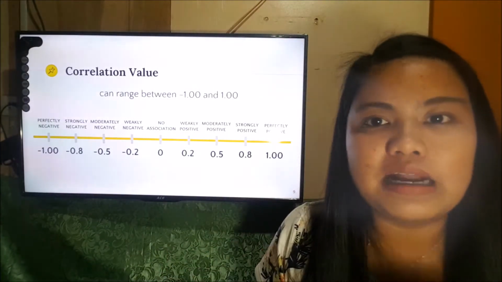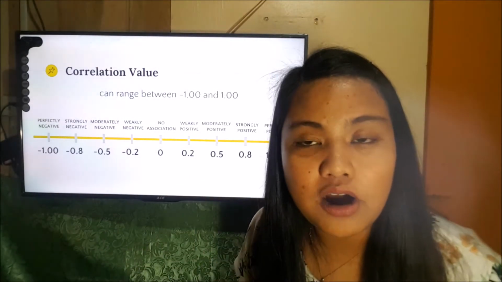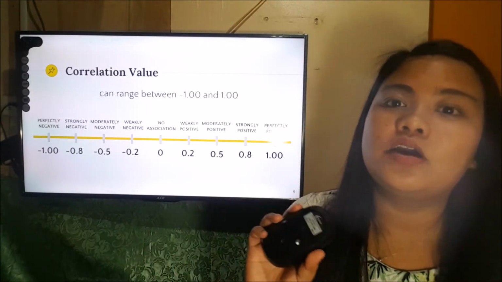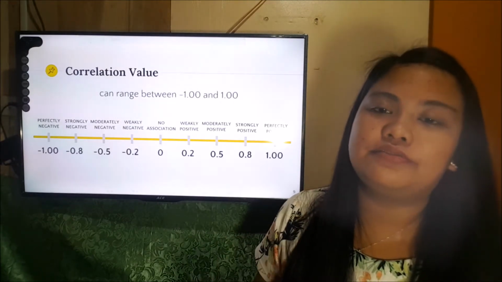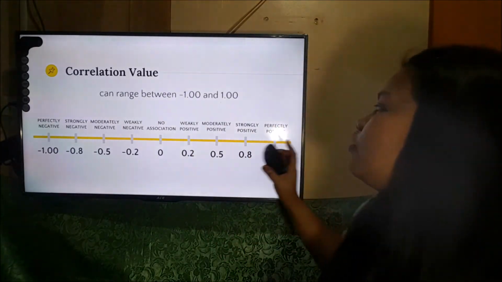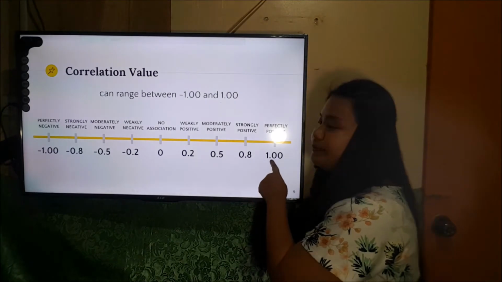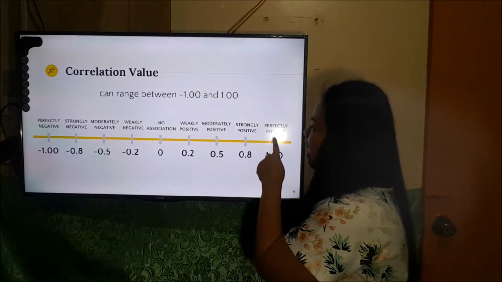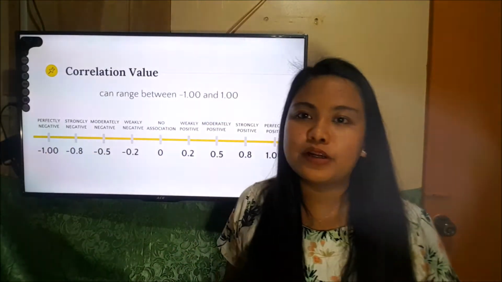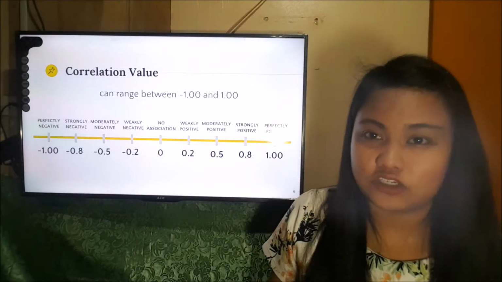Okay. Now, let's proceed to the correlation value. What we have to remember about correlation value is that it can only range from -1 to +1. No more, no less. It cannot be 1.2, it cannot be -2. Only from -1 to +1. We can see from this number line that +1 means we have a perfectly positive correlation, and -1 means we have a perfectly negative correlation, and 0 means we have no association between the variables.